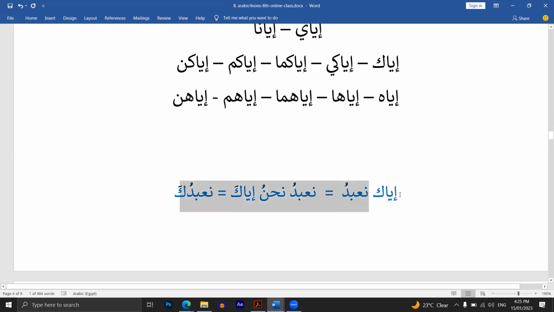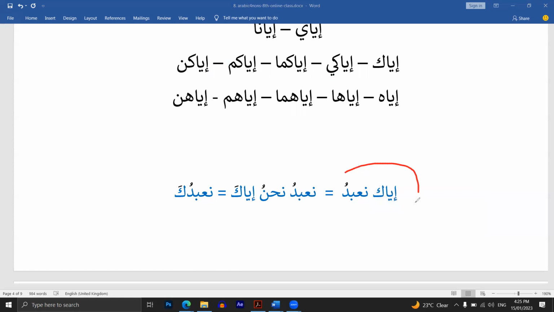The original of this sentence, نعبد, is a verbal sentence: نعبد نحن إياك. This is a verb, نعبد, worship. We, this is the subject. نحن means we. And this is the object. نعبد نحن إياك. It means we worship you.